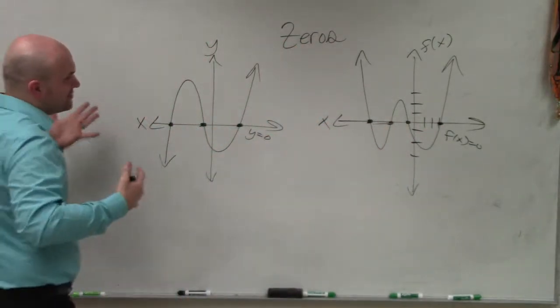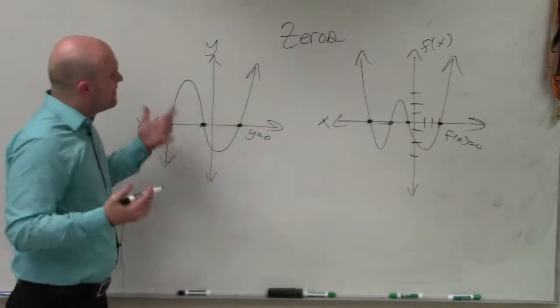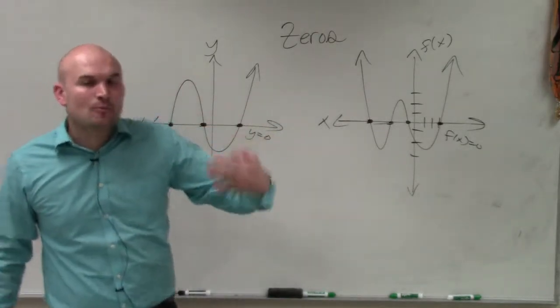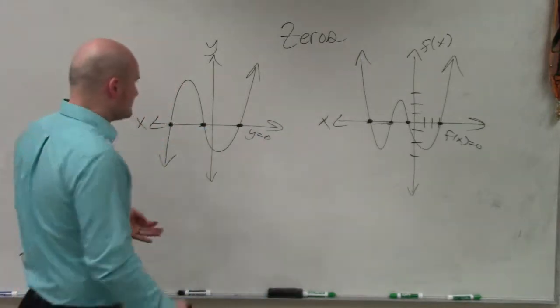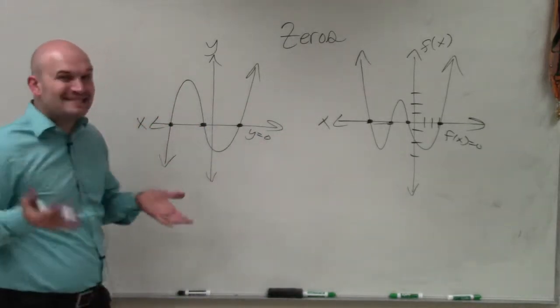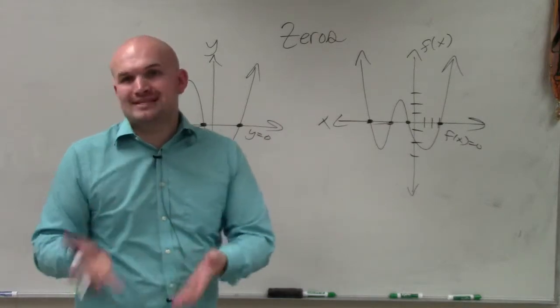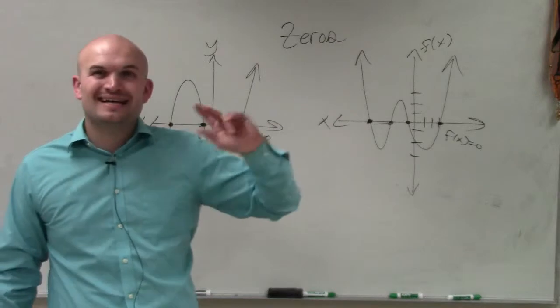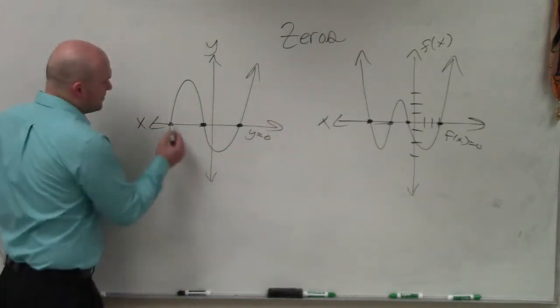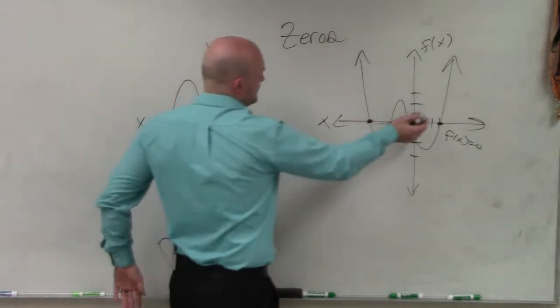So one of the things we're looking at when we're talking about the zeros is when the output value of your function is equal to 0. What we're looking for is the input value when the output is equal to 0. You can see at all three of these points, the output value of my function is equal to 0. However, the input value is different for all three.